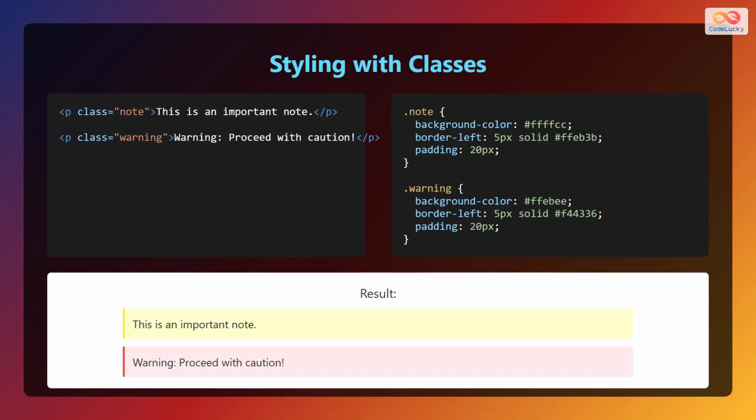The result is that the paragraph element with class note, "This is an important note," appears with a yellow background. The paragraph element with class warning, "Proceed with caution," appears with a red background.